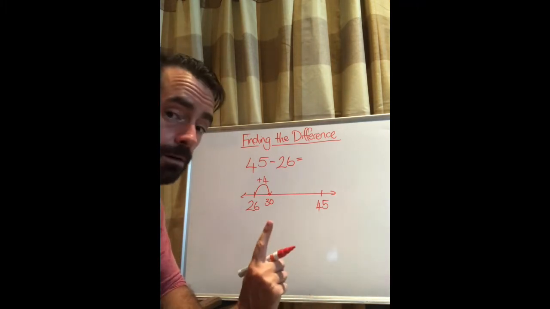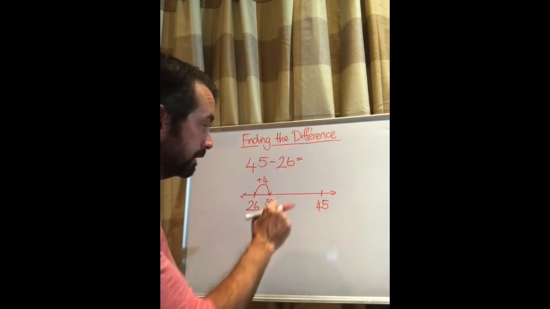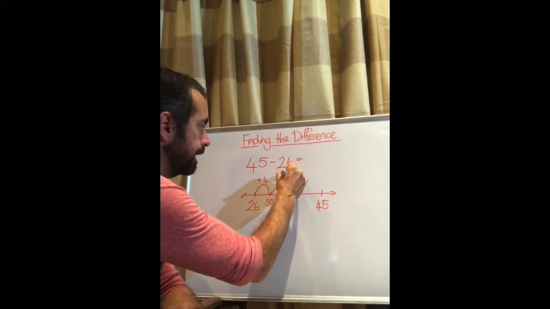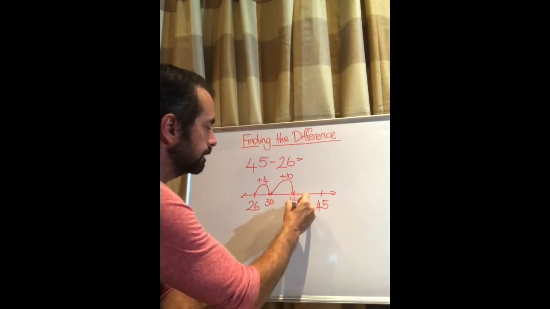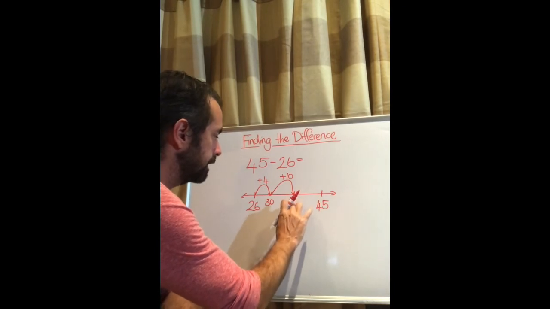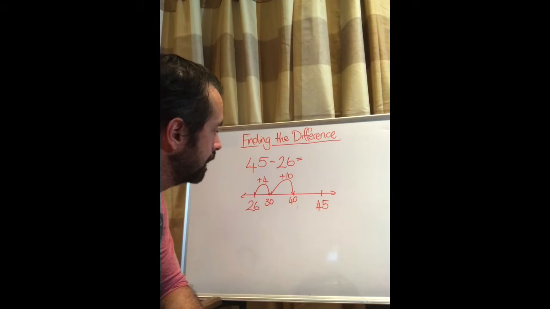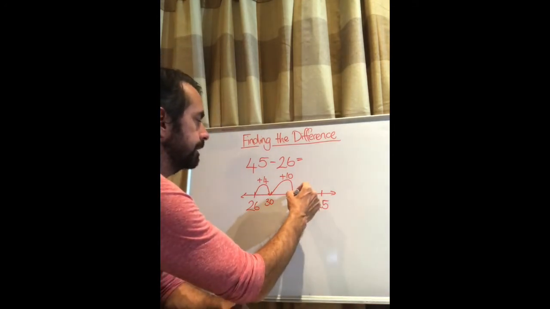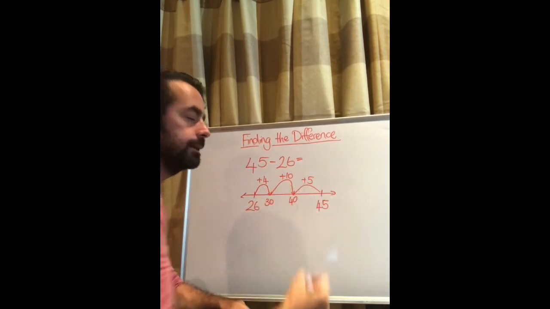Alright, so now we're at 30 and we need to still get all the way to 45. So, okay, I feel confident enough to add 10. Alright, and that gives me 45. Oh, sorry, not 45. And that gives me 40. And now what do I have left? Well, I can see that all I have to do now to get to 45 is add 5.